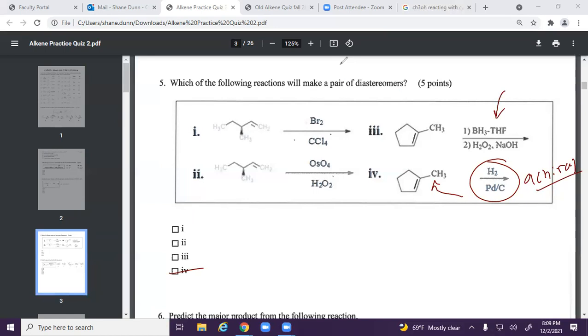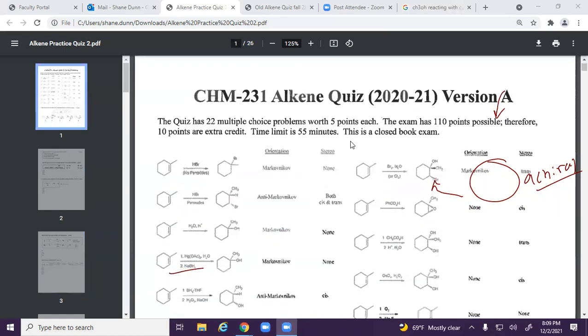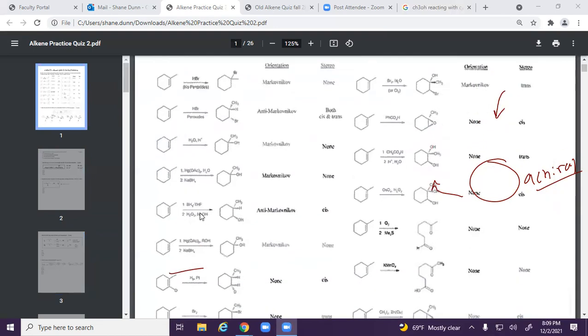What about this guy right here? What does he form? I don't know. Let's go look it up. BH3, anti-Markovnikov, cis, right? Boom, boom. He would form a guy right here and a guy right here. Let's erase this. This is exactly what our structure looks like, right? And it would be cis. The only difference is we have cyclopropane, not cyclohexane. It's a little bit different.